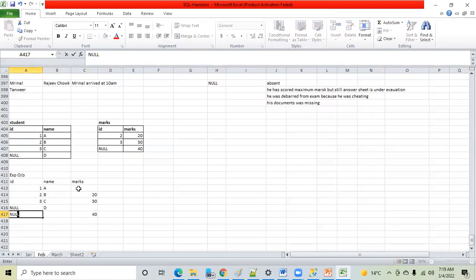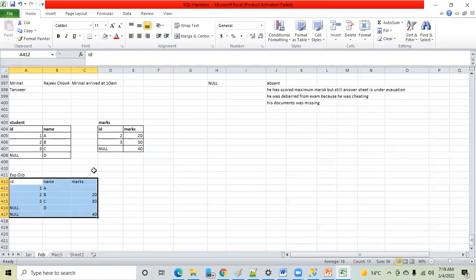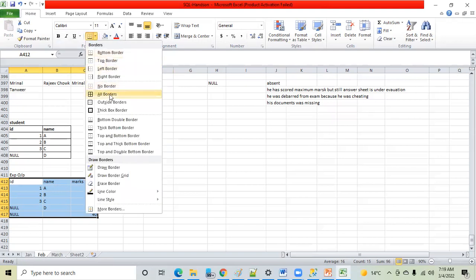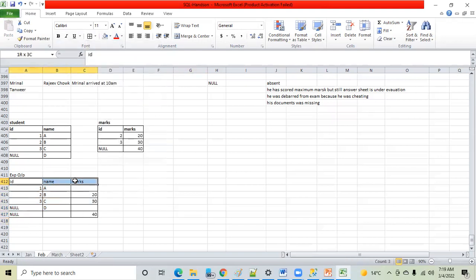I hope this is clear. So this is the output. So the principal is telling that I want this output. I will give you 1 minute. Concentrate on this and tell me why he wants this output or what is the special thing about this output. I want everyone to please think over this.